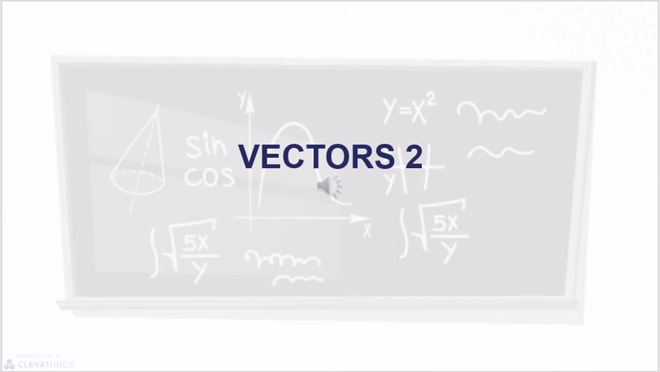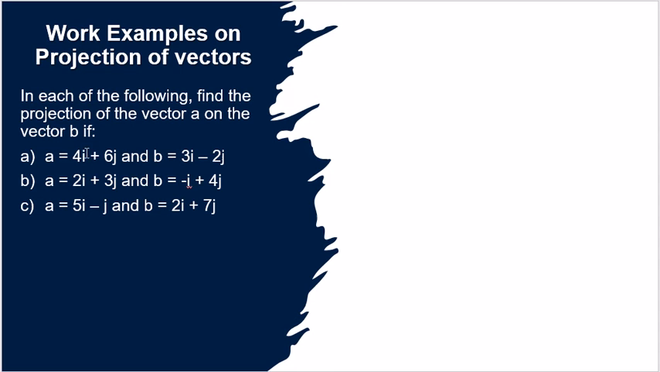So, in this section of the class, we'll be looking at some worked examples on projection of vectors. We'll be seeing how to find the projection of vector A on another vector B. I'm going to pick A, so you do B and C yourself.